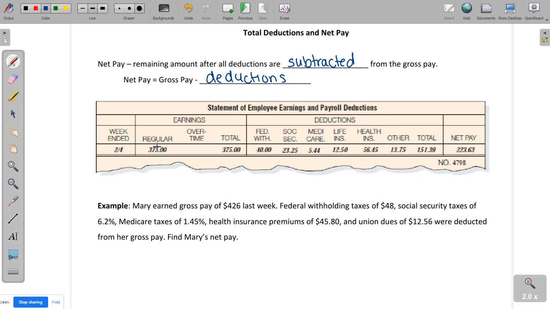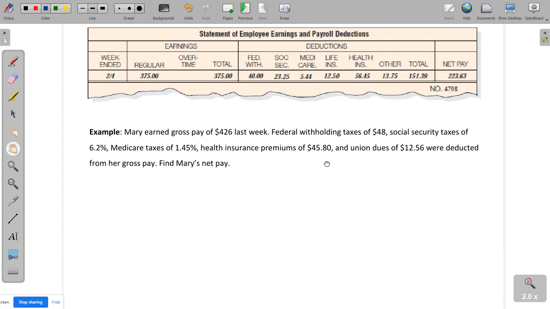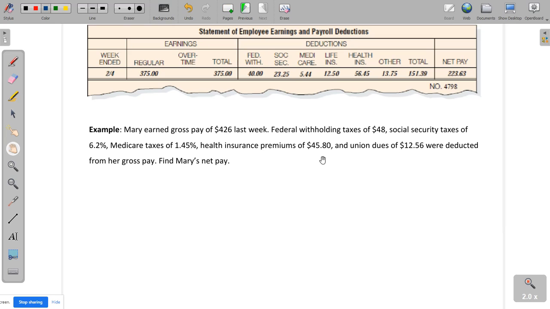So let's do a couple examples. Mary earned gross pay of $426 last week. Federal withholding tax of $48, Social Security tax of 6.2%, Medicare tax of 1.45%, health insurance premiums of $45.80, and union dues of $12.56. They were all deducted from our gross pay. We have to find Mary's net pay.